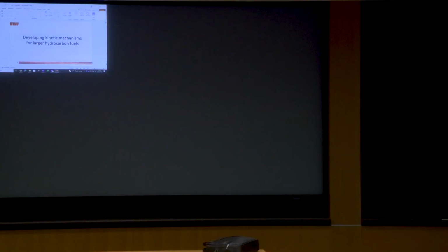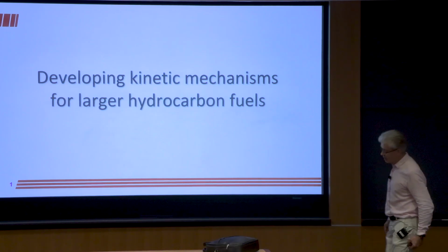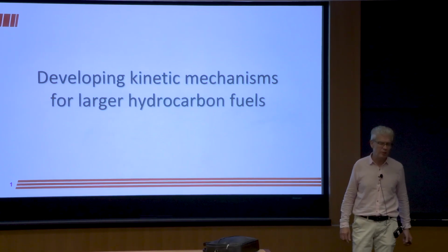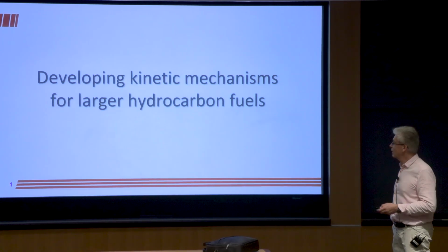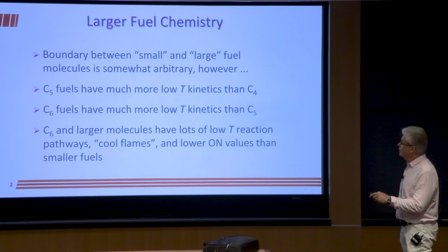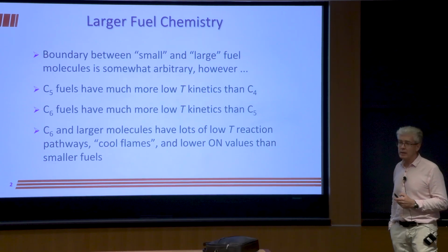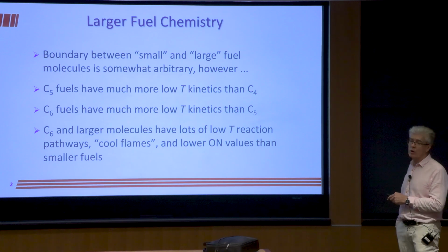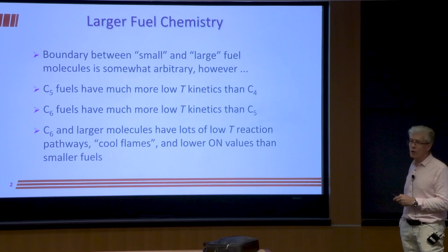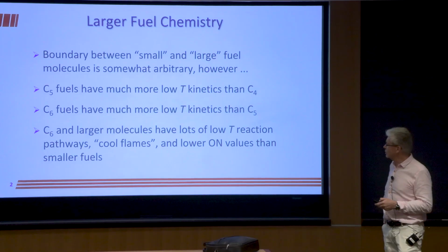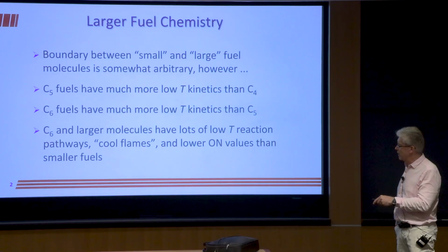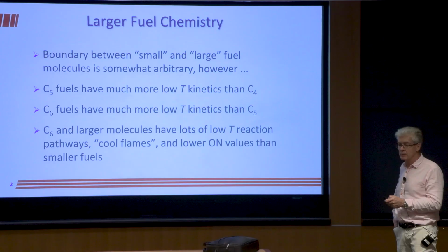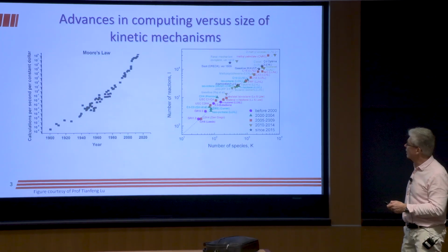Yesterday was focused on developing mechanisms at high temperature. Now I'm going to talk about developing mechanisms at low and intermediate temperatures. The boundary between small and large fuel molecules is somewhat arbitrary. However, C5 fuels have much more low temperature reactivity than C4, and C6 fuels have much more low temperature kinetics than C5. So C6 and larger molecules have lots of low T reaction pathways, cool flames, and lower octane number values than smaller fuels. The smaller fuels are less reactive.